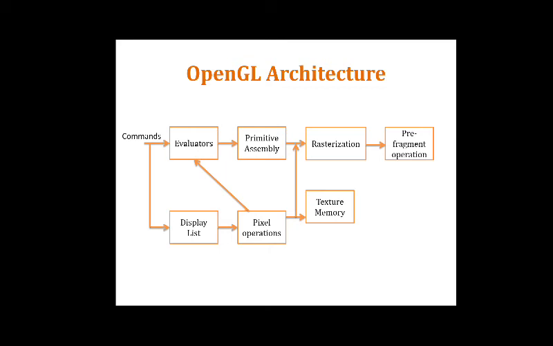So this rasterization process goes towards the frame buffer, but before going towards the frame buffer there is one more stage, that is called the per-fragment operation. So what is this per-fragment operation?